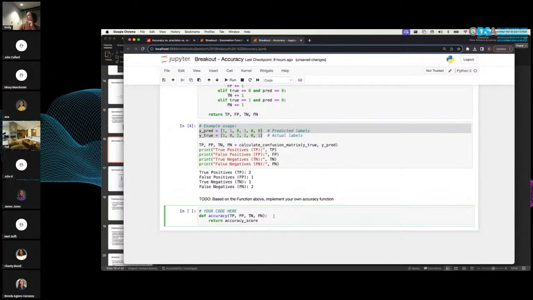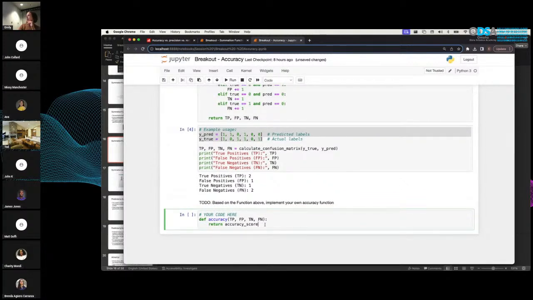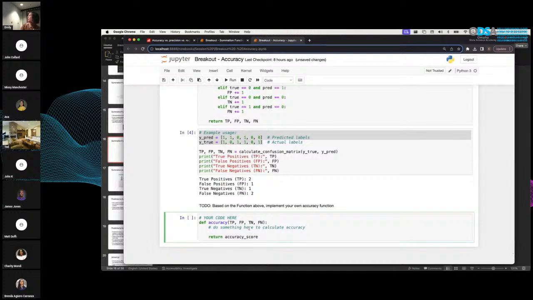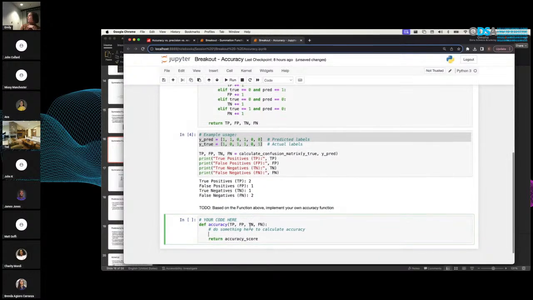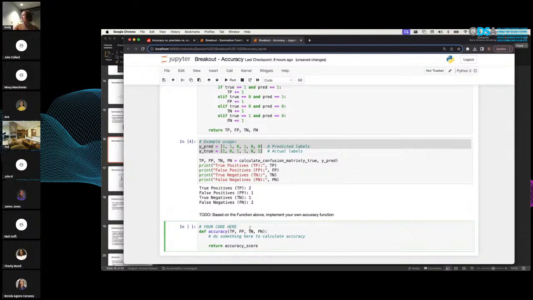And so I'm asking you guys to implement an accuracy function. Make a function called accuracy and take in these values, the true positives, false positives, true negatives, false negatives, and return an accuracy score. You have to do something here to calculate accuracy. And we know from our discussion in class that this should be 50%. So go ahead and work on that. Spend maybe 10 minutes on that. At 8:43, we'll come back, we'll talk about it, and then you guys can go a little early today.